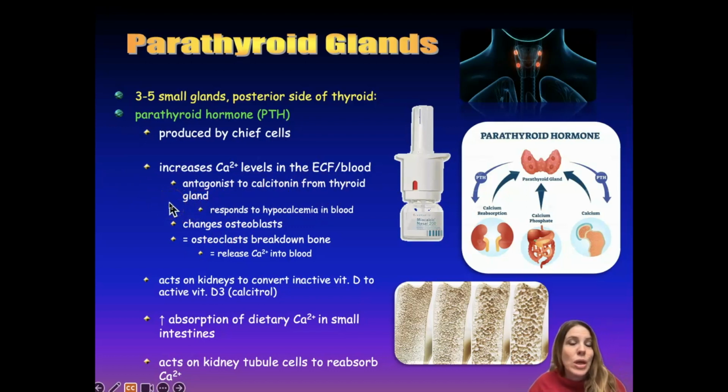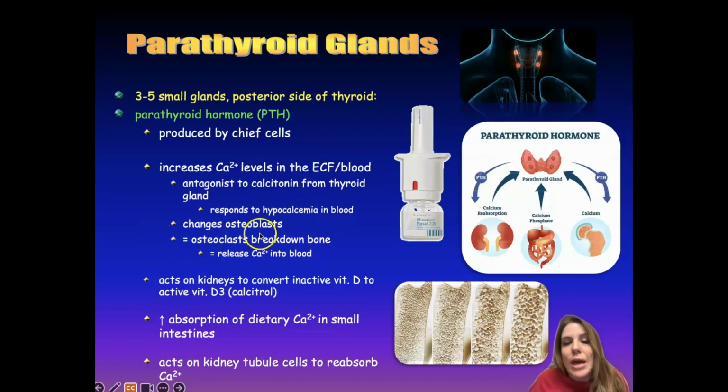So whereas calcitonin was responding to hypercalcemia, where the calcium levels are too high in the blood, parathyroid hormone is going to do the opposite. It's going to respond to hypocalcemia, where the calcium levels are too low in the blood. And so it can try to raise the calcium levels in the blood several ways. One way is by doing the opposite of what the thyroid hormone did, and that is to make sure that the osteoblasts change so that the osteoclasts do their thing, and that is to break down bone.